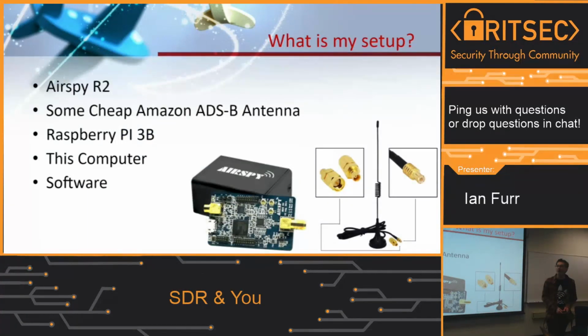So my setup, like I mentioned, is an AirSpy R2, a really cheap Amazon ADSB antenna, a Raspberry Pi 3, my laptop, and then a handful of software.